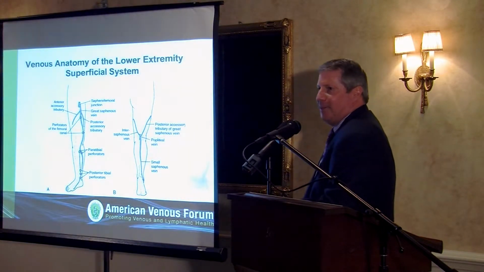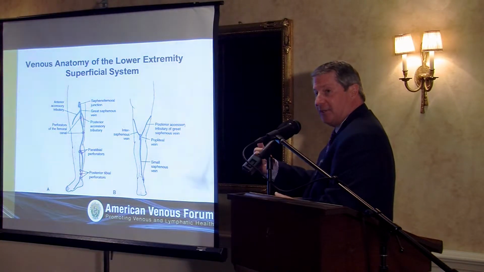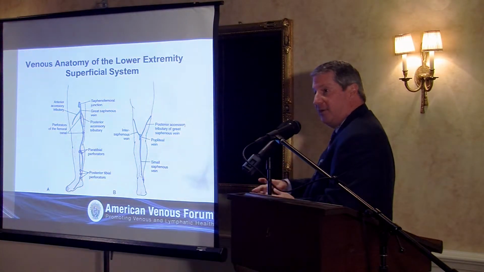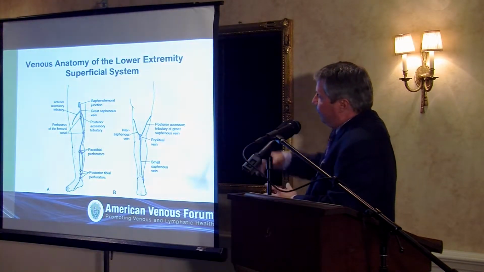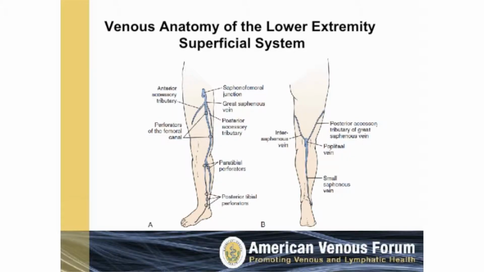So we're going to talk briefly about the anatomy of the venous system. There are three main systems: superficial, deep, and perforators. The main aspect of the superficial system is the great saphenous vein, which starts on the medial aspect of the ankle, runs up the inner aspect of the leg, knee, and thigh up to the groin, where it joins the femoral vein at the saphenofemoral junction.